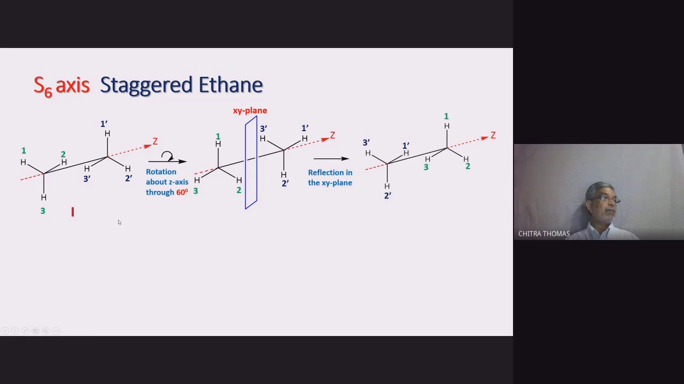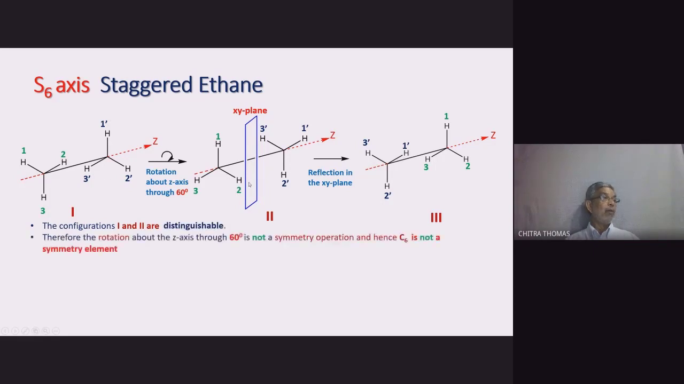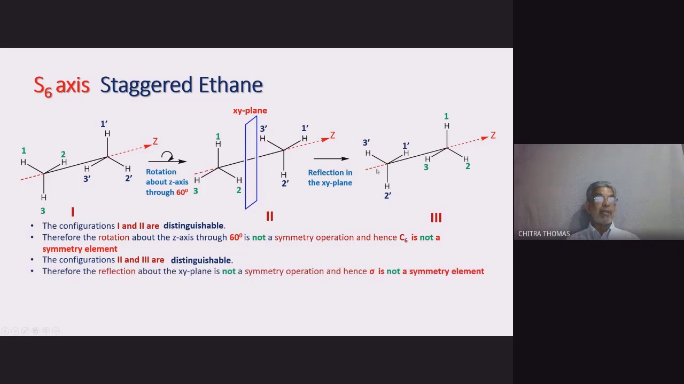Now you compare configuration 1 and 2. Configuration 1 and 2 are distinguishable. Therefore, the rotation about the z-axis through 60 degrees is not a symmetry operation, and hence C6 is not a symmetry element. Now you compare 2 and 3. They are distinguishable. Therefore, the reflection about the xy plane is not a symmetry operation. Sigma is not a symmetry element. Now we compare 1 and 3. They are indistinguishable.